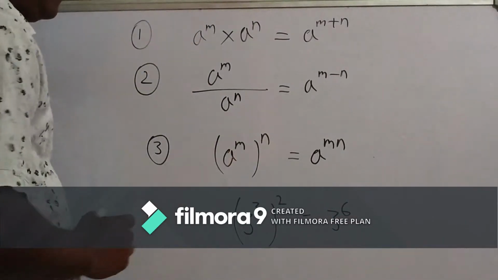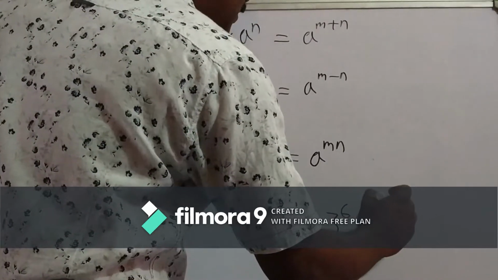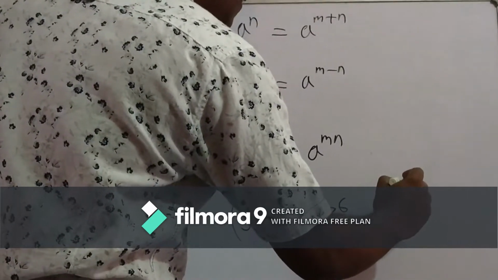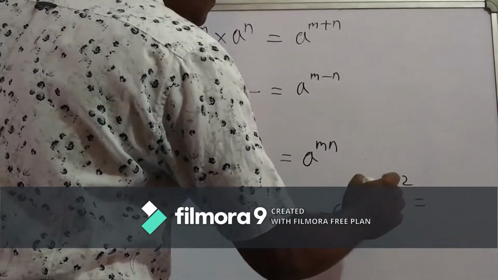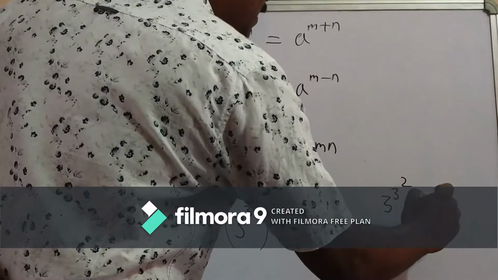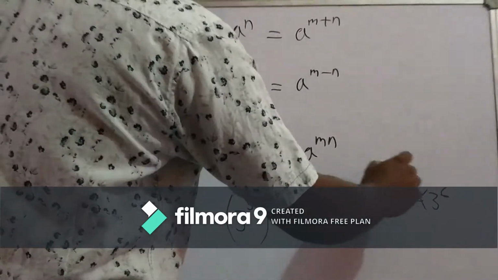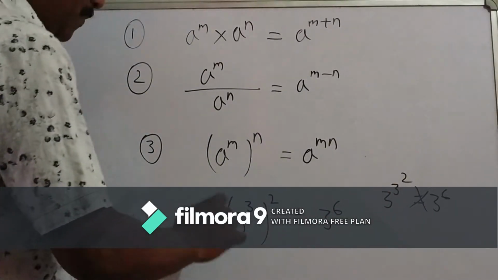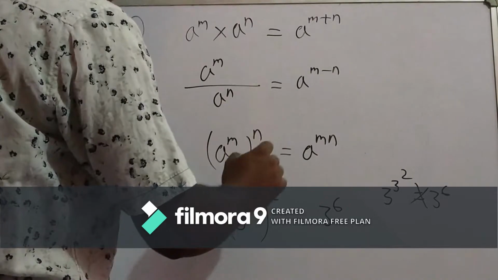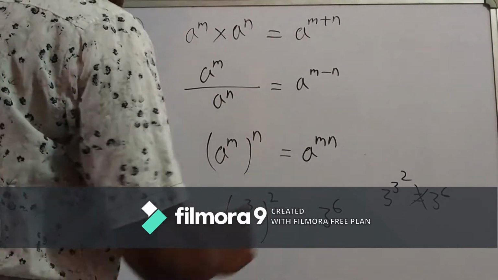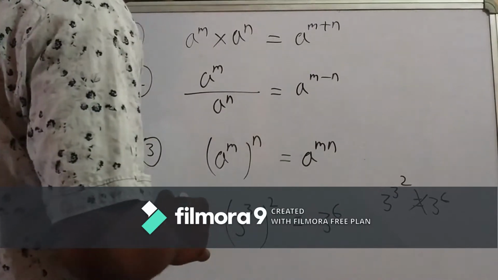This is the way. Suppose a question is written like this, 3 to the power 3 to the power 2, with no bracket given. Then we cannot multiply. We cannot write 3 to the power 6. This is wrong. We cannot write like this. The bracket must be given. So 3 to the power 3, then within the bracket another power is given. So both the powers are multiplied. So it becomes 3 to the power 6.